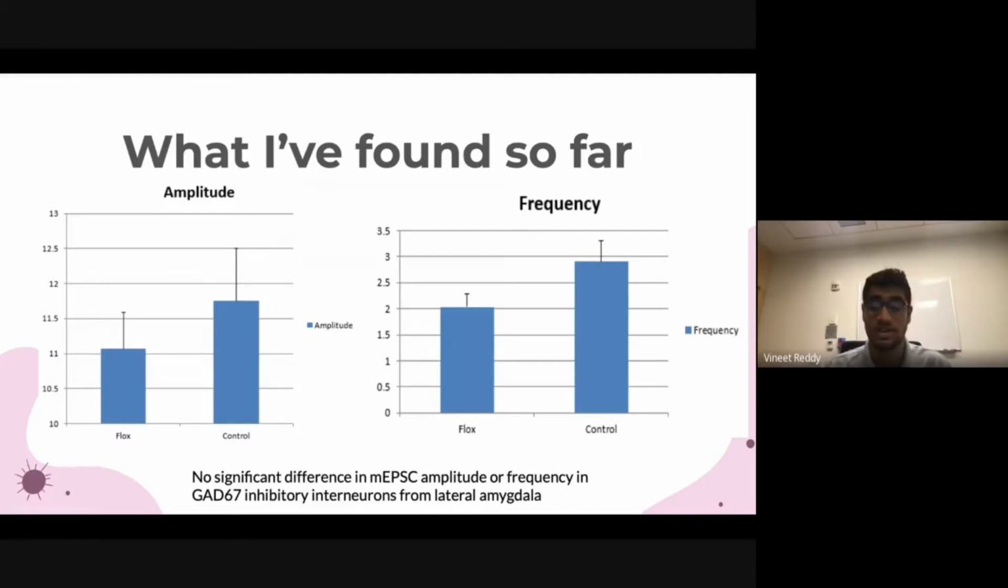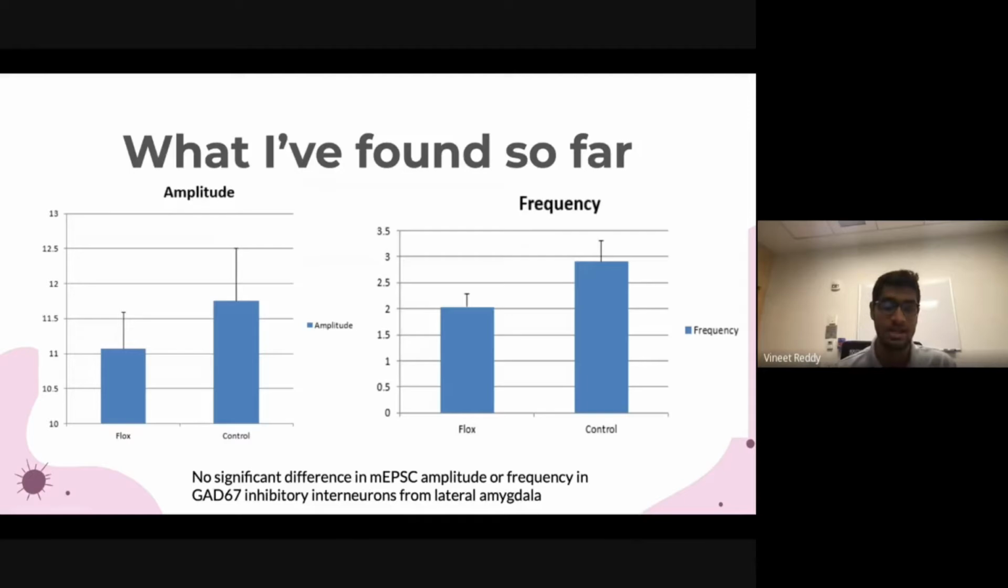neurons were sending out. So Flox is the group of mice with the gene mutation, and control is the mice without the gene mutation. And the blue bars represent the amplitude of the current that is firing from the inhibitory neuron and the frequency of the current that is fired from the inhibitory interneuron. And so amplitude and frequency tell us different things about how the cells are firing.